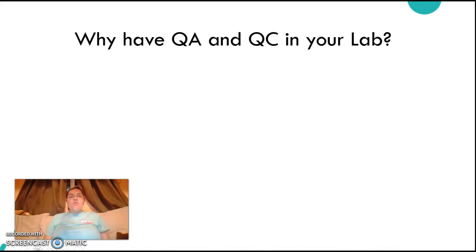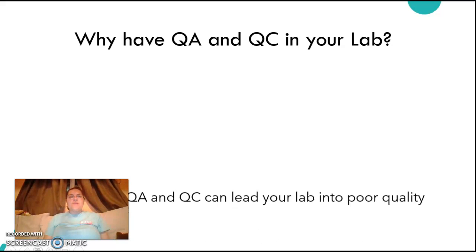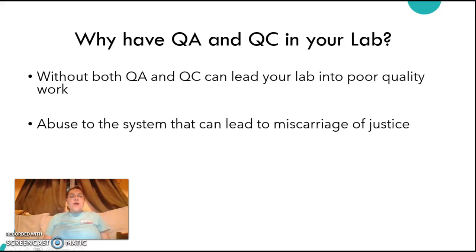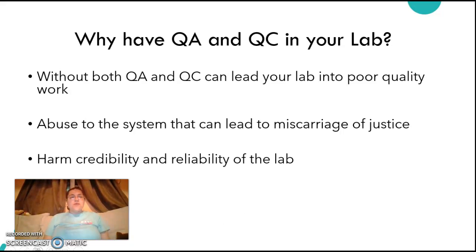So let's talk about why having quality assurance and quality control in your lab is important. Without both QA and QC, this can lead your lab into poor quality of work, as well as abusing the system that can lead to miscarriages of justice. This can harm your credibility and reliability of your lab, as well as harm the court system and public. So make sure that you have good quality assurance and quality control in your lab.